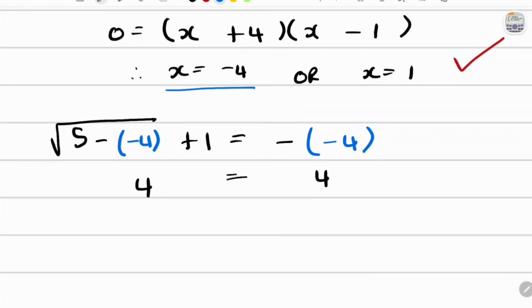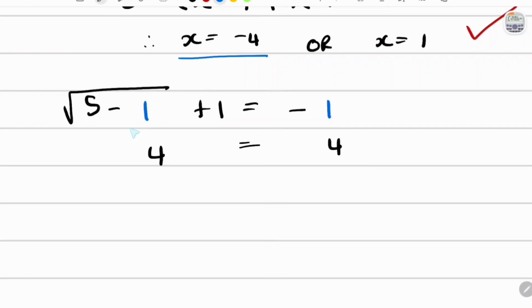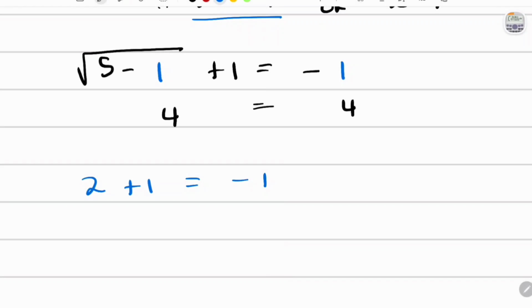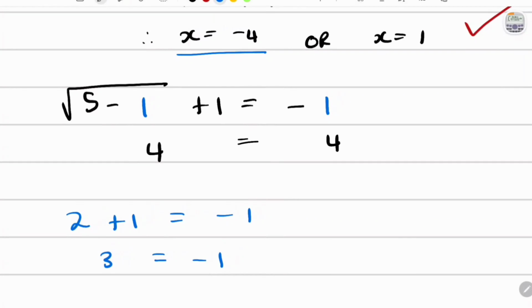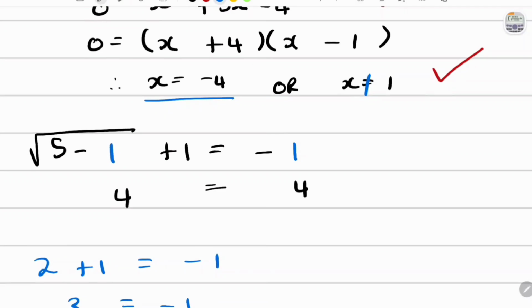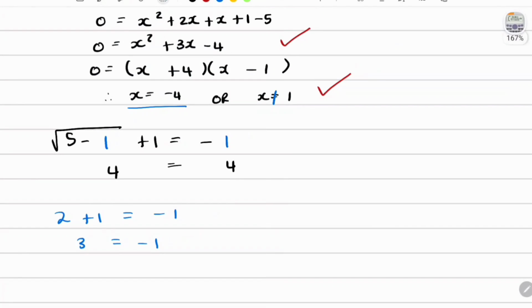We'll keep that. Let's try 1. So if I substitute 1 into this, 5 minus 1, and then this is just minus, and we have 1. 5 minus 1 is 4. Square root of 4 is 2. So 2 plus 1 must be equal to negative 1. As you can see, that is not true. 2 plus 1 is 3. 3 is not equal to negative 1. So now you know which one is not the correct answer. 1 is incorrect.